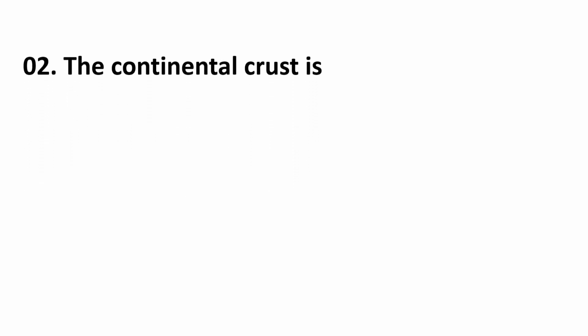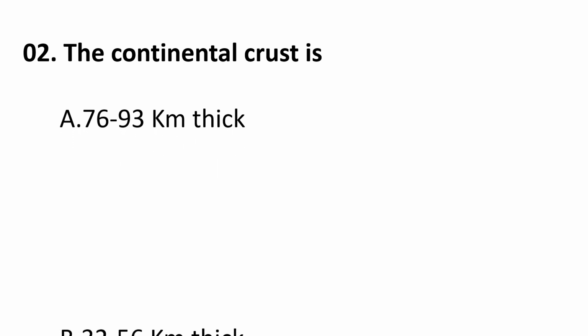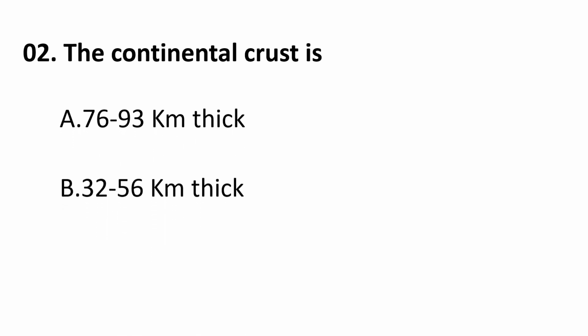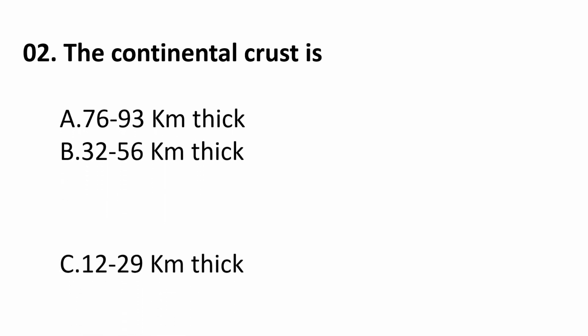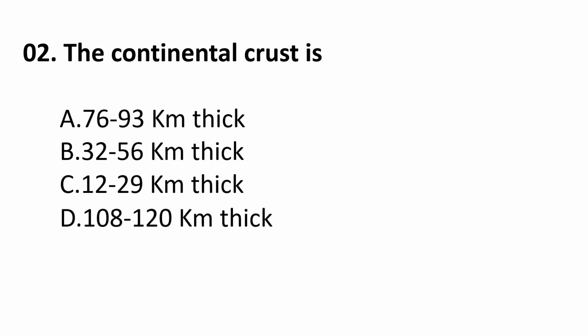Second question, the continental crust is. Choices are A, 76 to 93 kilometers thickness, B, 32 to 56 kilometers thickness, C, 12 to 29 kilometers thickness, D, 108 to 120 kilometers thickness. The correct answer is B, 32 to 56 kilometers thickness.